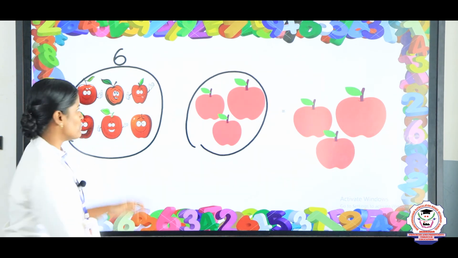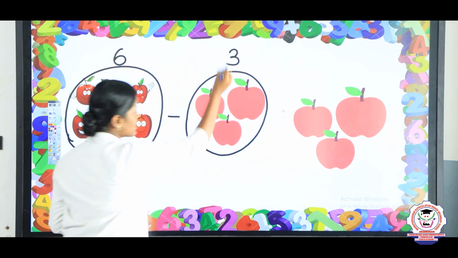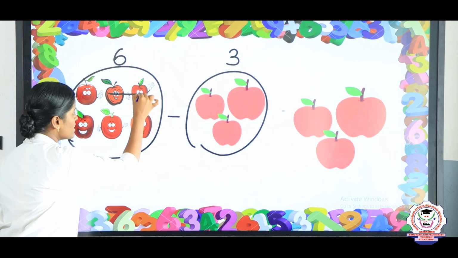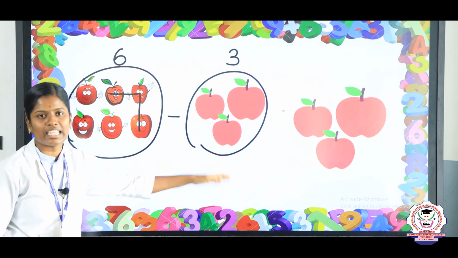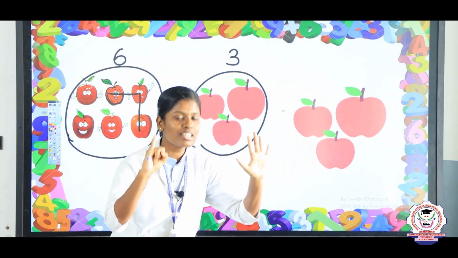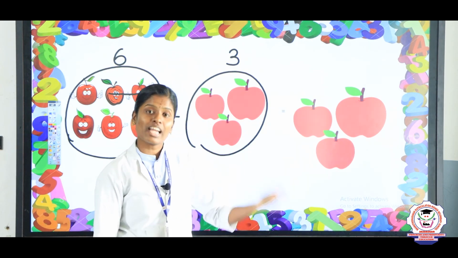Very good, 3 apples. For example, 6 minus 3. There are 6 apples. 3 apples she gave to her friend Anita. Remaining we have 3 apples. So 6 minus 3, the answer is 3. Next we will see another example.